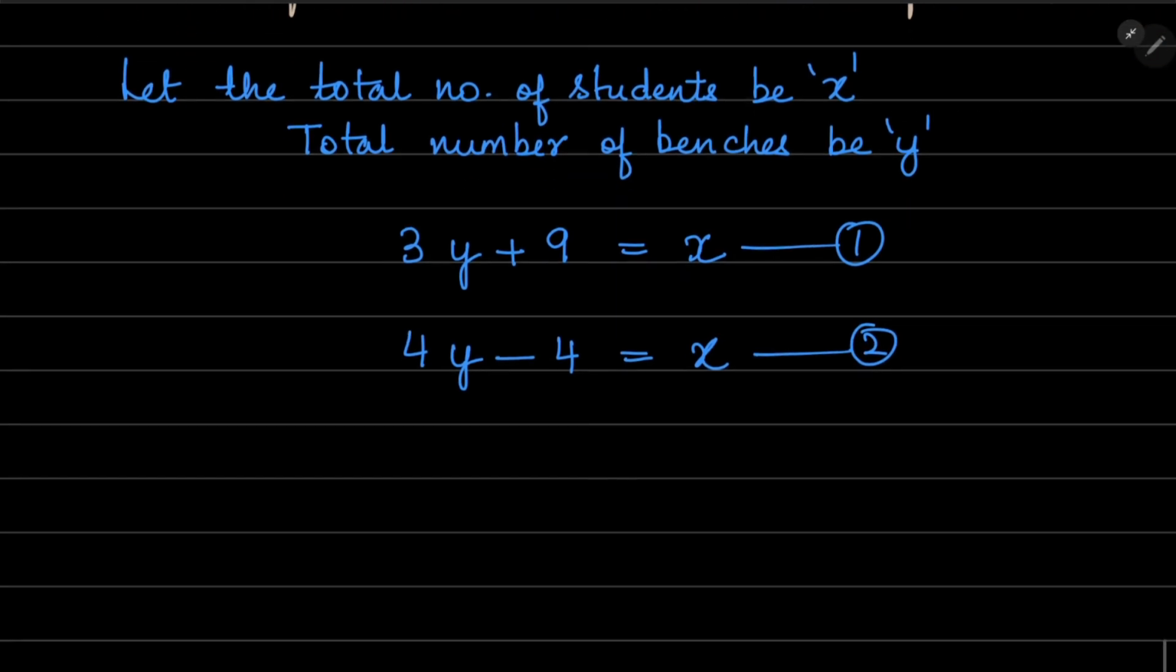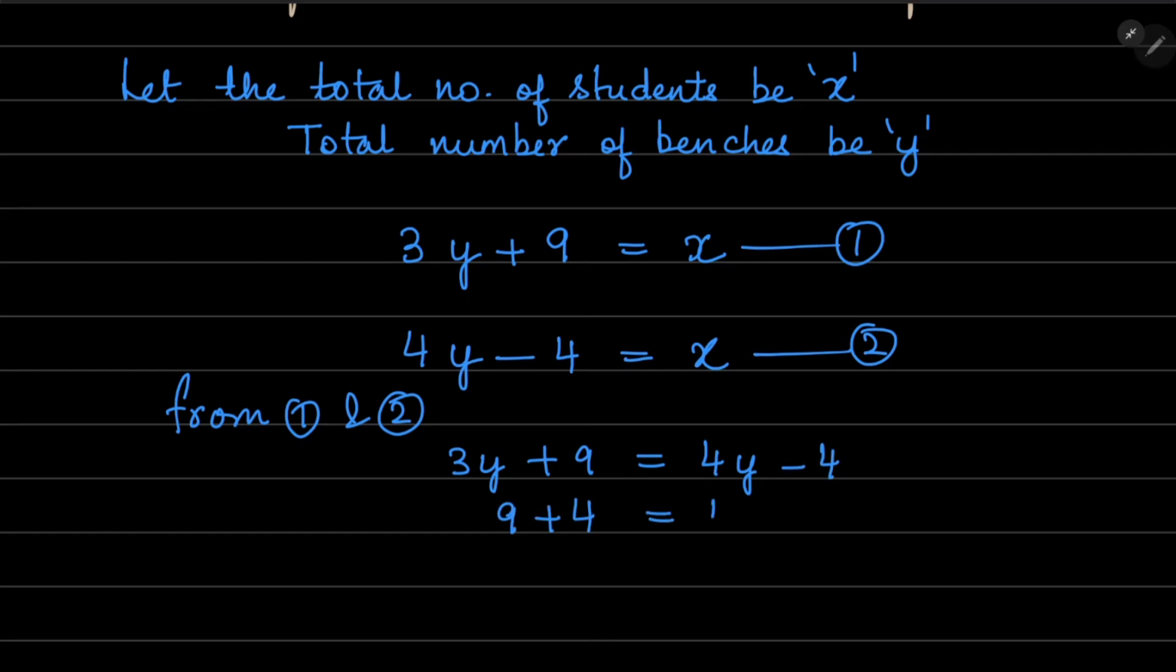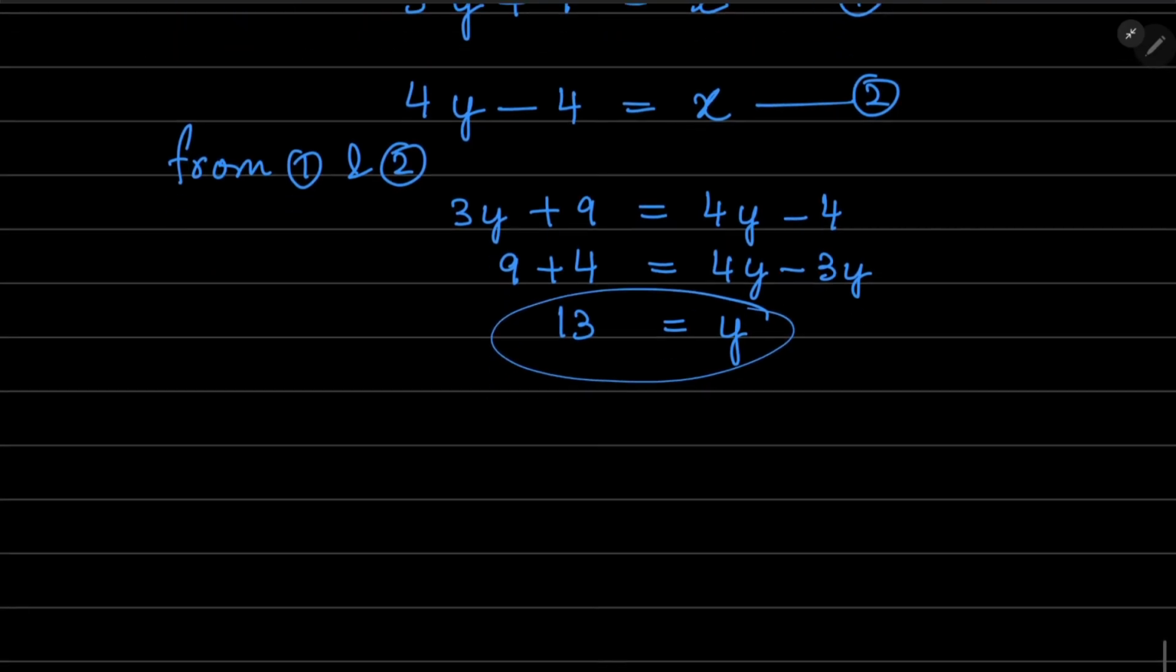Now what will you do? When both are equal to x, you can compare and equate and find out y. So from 1 and 2, both your right hand sides are equal, so you can equate the left hand sides. So 3y plus 9 is equal to 4y minus 4. So what will you have? 9 plus 4 equal to 4y minus 3y. 4y minus 3y is y, and 9 plus 4 is 13. So what are you getting? y is equal to 13.